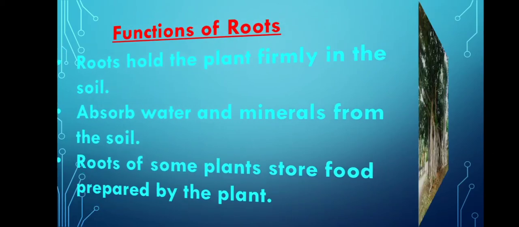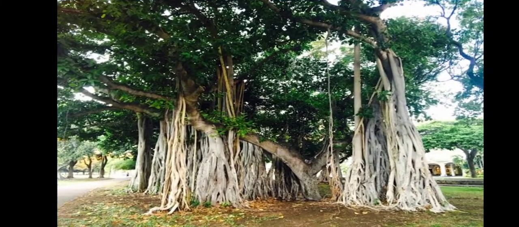Now look at this picture. What is this? Yes, this is a banyan tree. Have you swung from a banyan tree? What did you hold to swing? Yes, the hanging branch, isn't it? It looks like a hanging branch, but it is actually a hanging root. Actually, this is the root of the banyan tree. Hanging roots of the banyan tree.